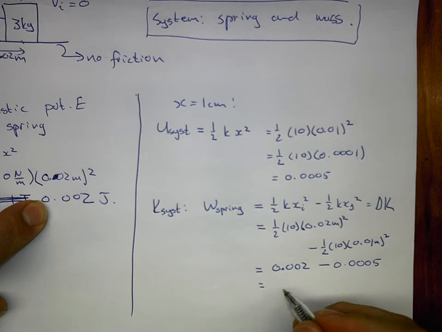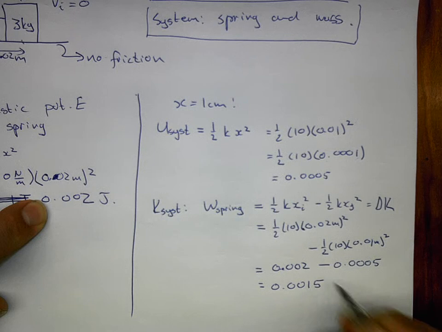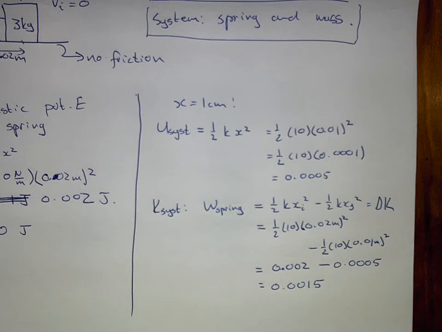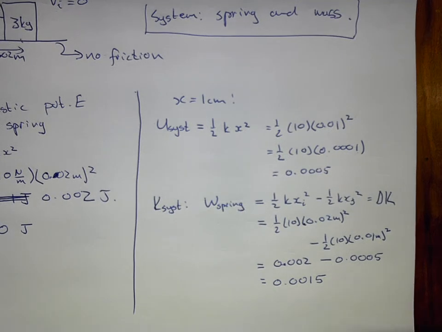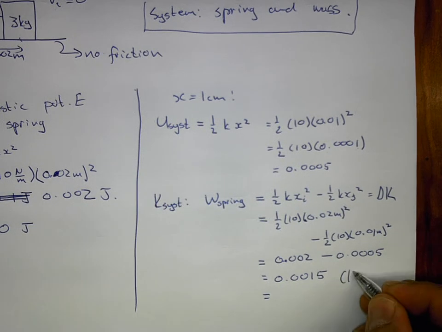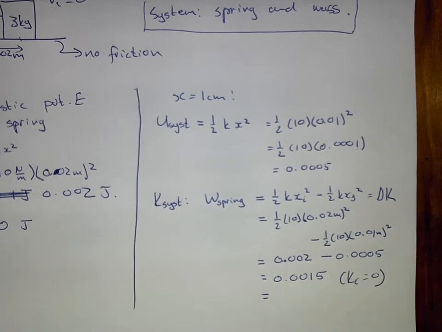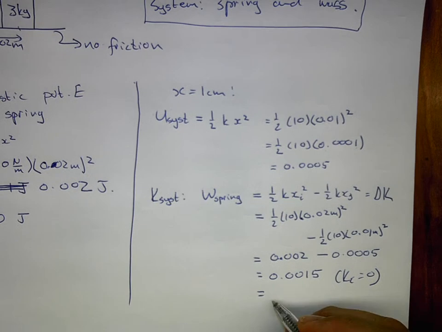And this then is equal to 0.0015. So that's the change in kinetic energy of the spring, or of the mass. And since we had the initial kinetic energy as being equal to 0, here we find that the final kinetic energy therefore is equal to so many joules.